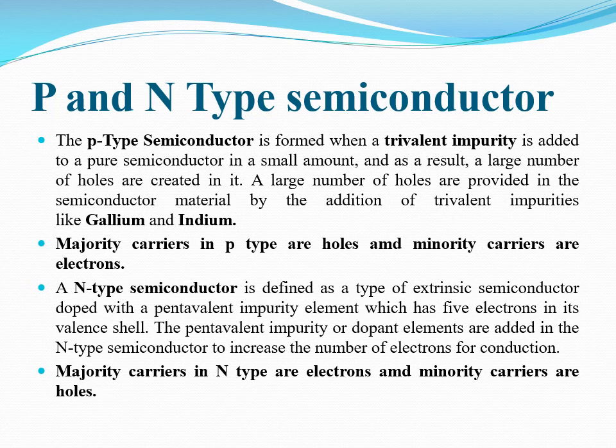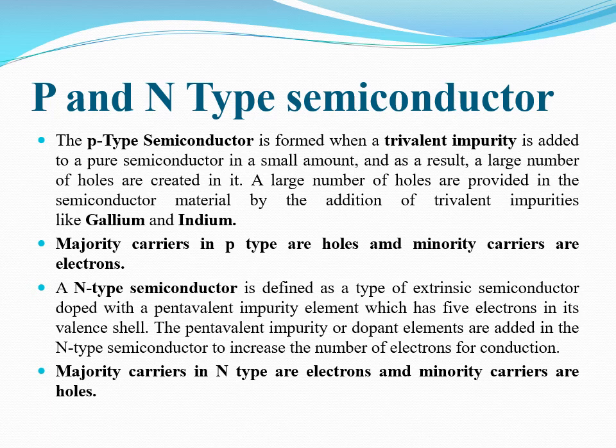The p-type semiconductor is formed when a trivalent impurity is added to a pure semiconductor in a small amount, and as a result a large number of holes are created in it. A large number of holes are provided in the semiconductor material by the addition of trivalent impurities like gallium and indium. Majority carriers in p-type are holes and minority carriers are electrons. Holes are positively charged and electrons are negatively charged.